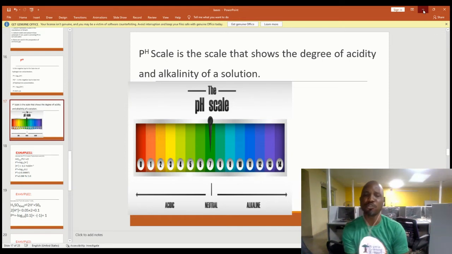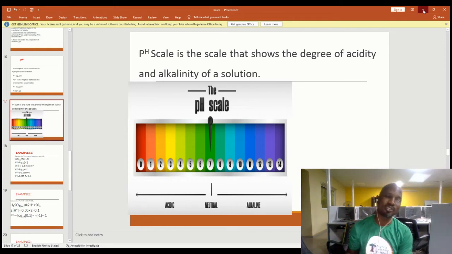Now, as we move away from neutrality, from 8 to 14, we say it's alkaline, meaning that 8 is more alkaline than 9. 9 is more alkaline than 10. So as we tend to move away from neutrality, the strength of alkalinity increases. So 14 is the most alkaline and 1 is the most acidic.